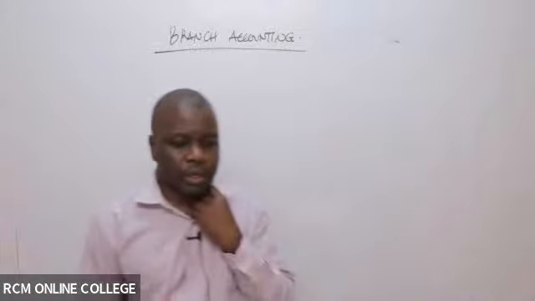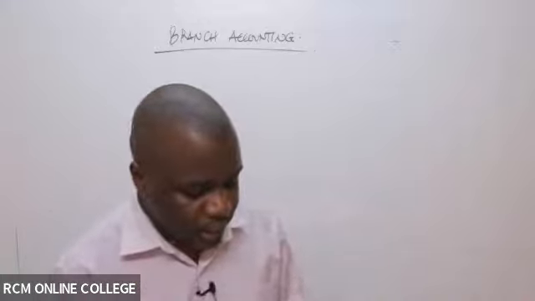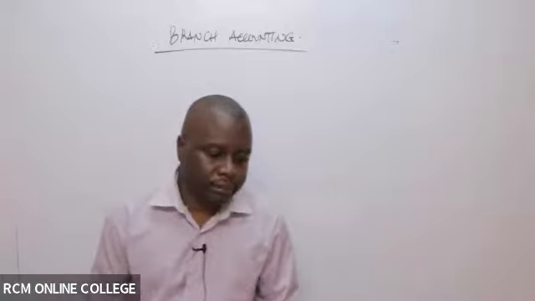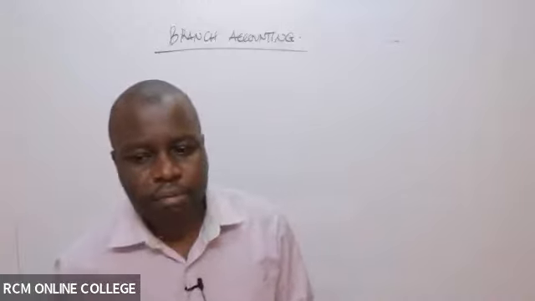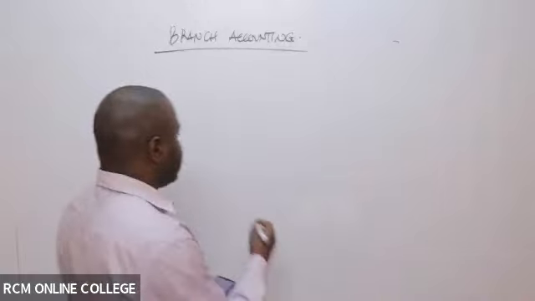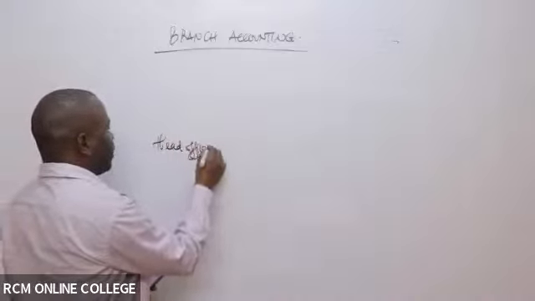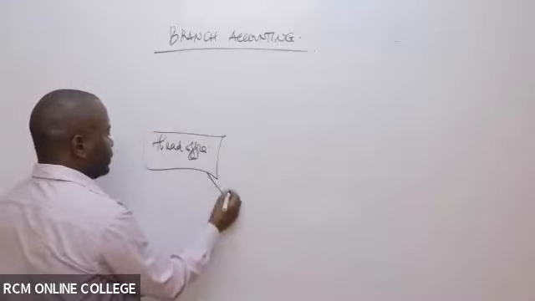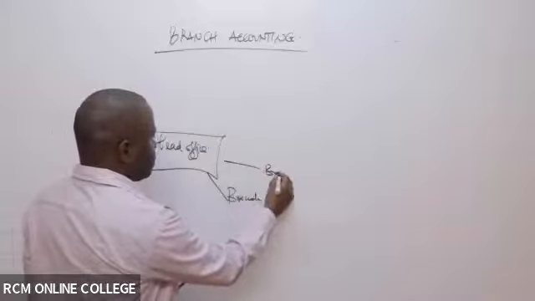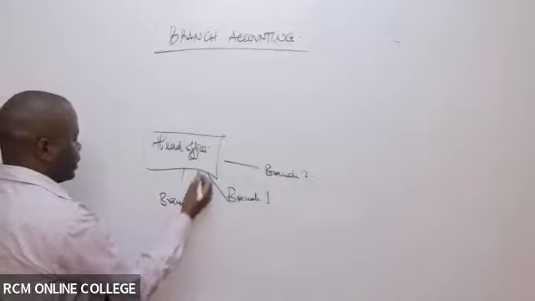Yes, so I think we were able to look at what is branch accounting. Also, we looked at the purposes of branch accounting and the types of branches we can have. So we talked about some organizations or companies that can have what we call branches. They can operate with a model whereby they have a head office with what you're calling branches. So you can have branch 1, branch 2, and maybe branch 3.